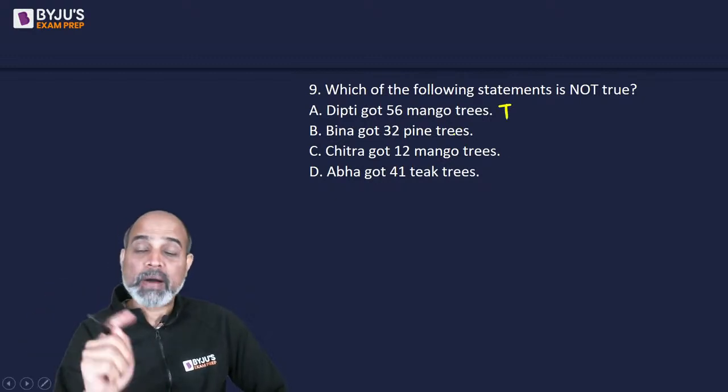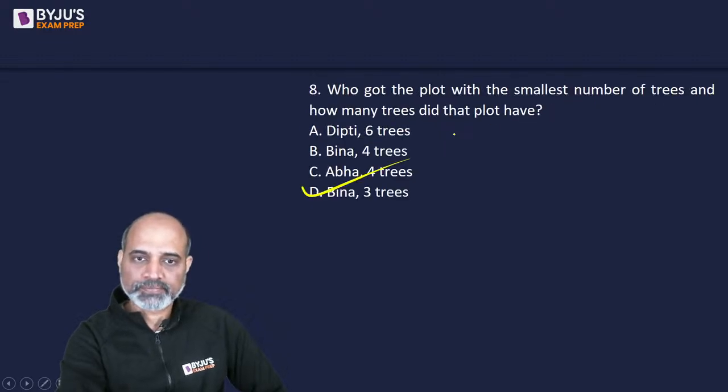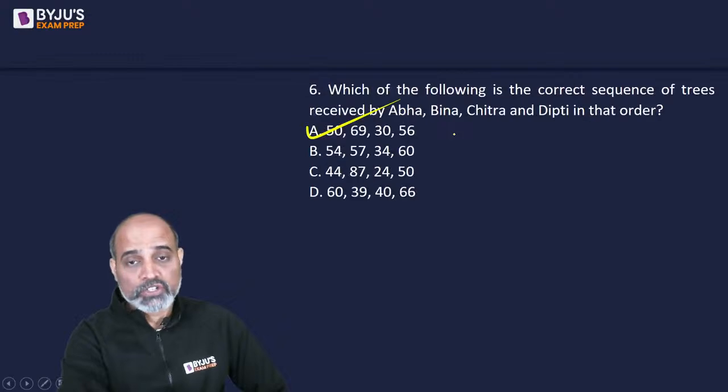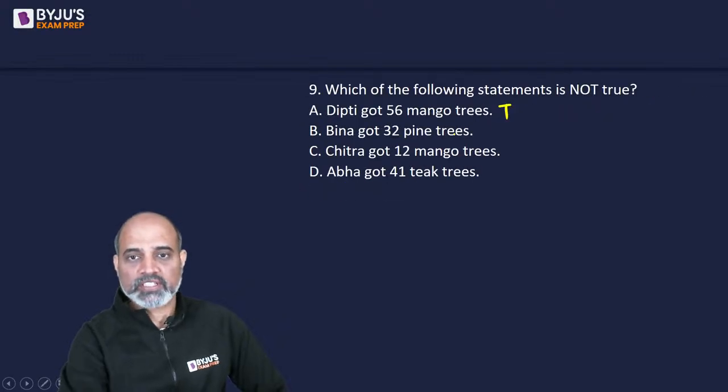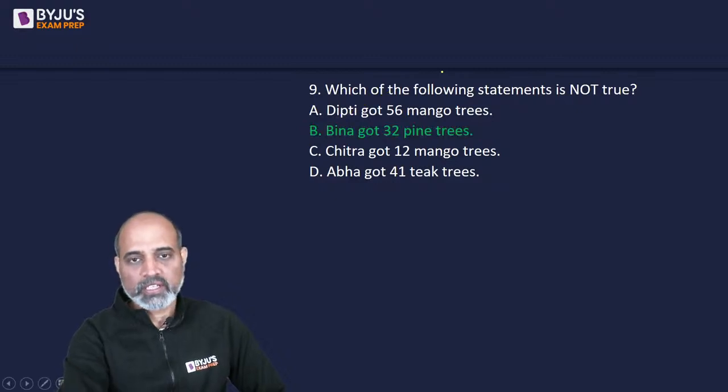Bina got 32 pine trees. Let's go to pine and check. Bina 32 pine. In the pine one, Bina has 3 plus 28. Oh, it's 31, not 32. So Bina got 32 pine trees is false. She got 31 pine trees. So B is your answer.